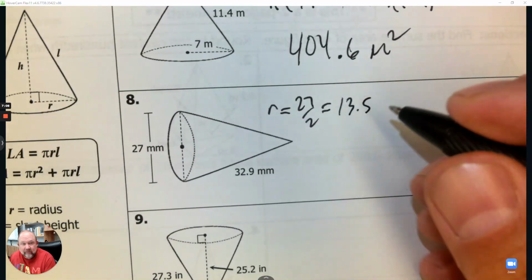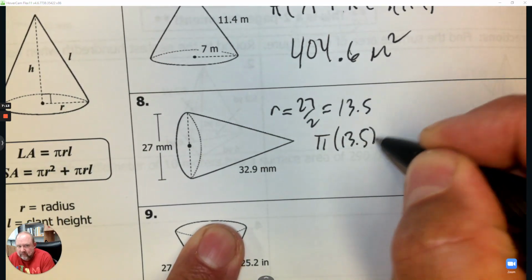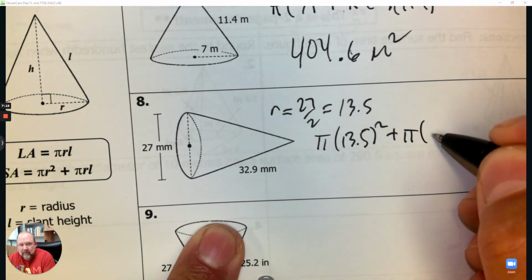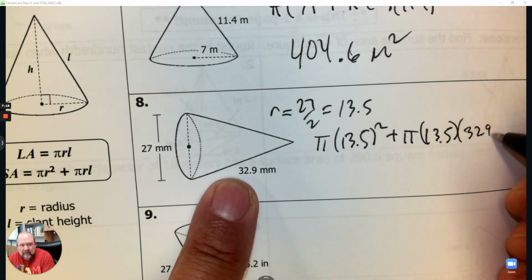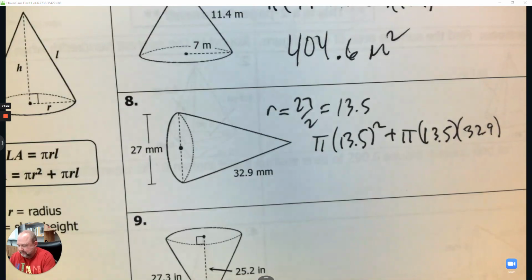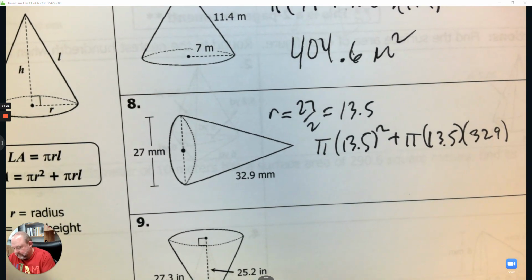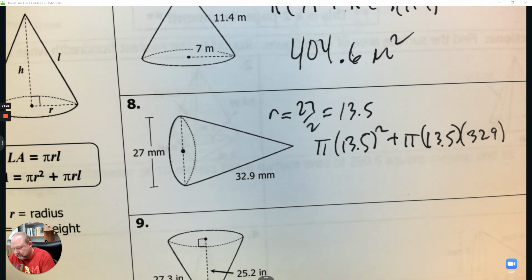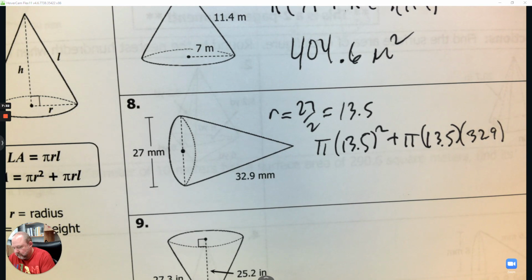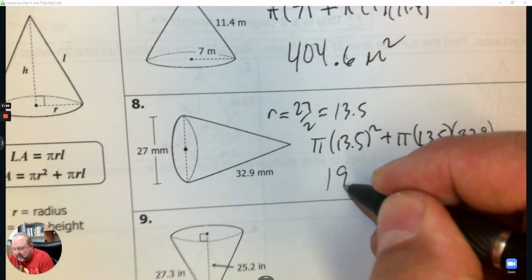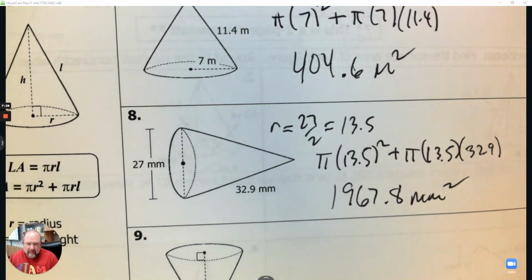And then the formula. So we have the circle on the bottom. That's pi r squared. Plus, we have the formula pi r and the slant height, which is 32.9. And then put that in the calculator. That's 1,967.8, and that's millimeters squared for the area.